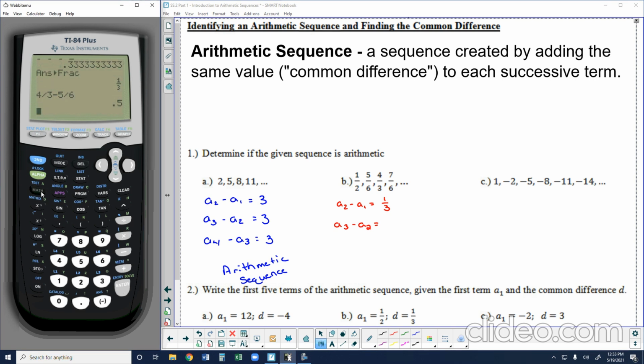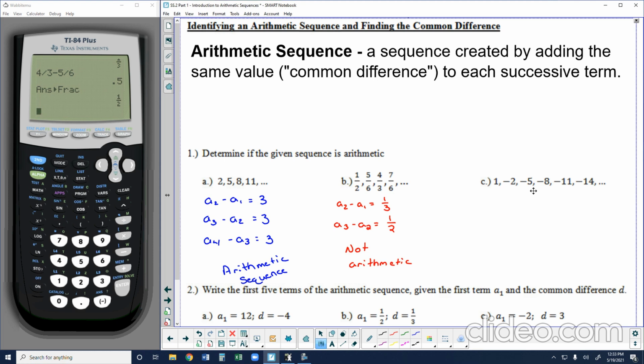As I take the difference between term 3 and term 2, the third term was 4/3 and the second term was 5/6, I'm going to see the difference between those two is 1/2. So the difference between term 2 and term 1 is not the same as the difference between term 3 and term 2. So this is not arithmetic. It is a sequence of some kind. These fractions or these numbers are ordered in a specific manner, but it's not arithmetic.